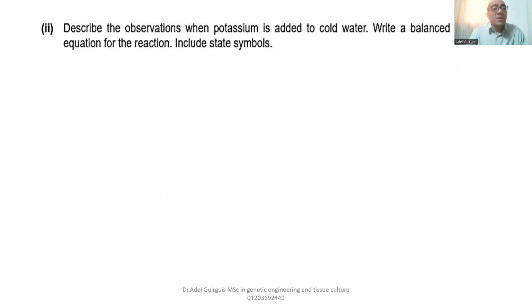Now, part two describes the observations. Observation depends on your sense organs. Observations when potassium is added to cold water. Write a balanced chemical equation for the reaction, include state symbols. Here he asked about observations, then to write a balanced chemical equation, include state symbols. This question is big, with 5 marks.